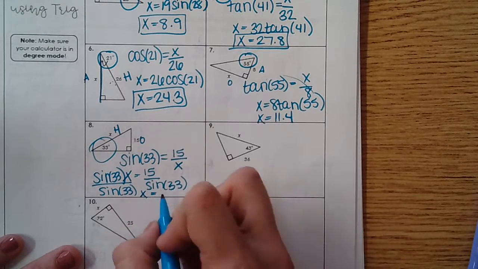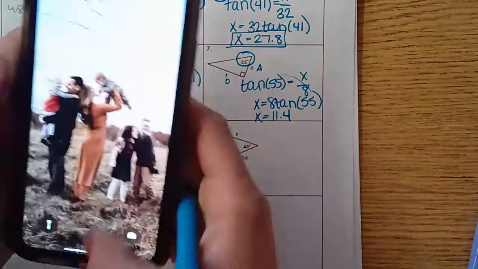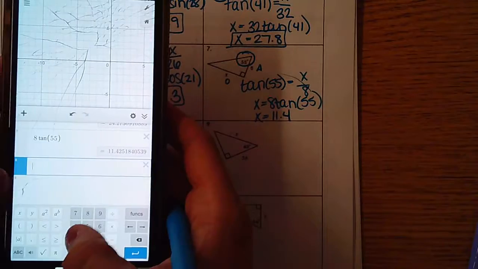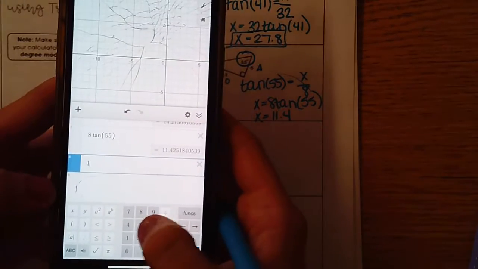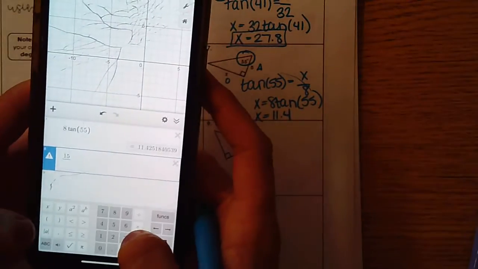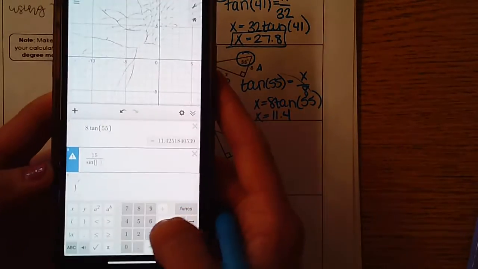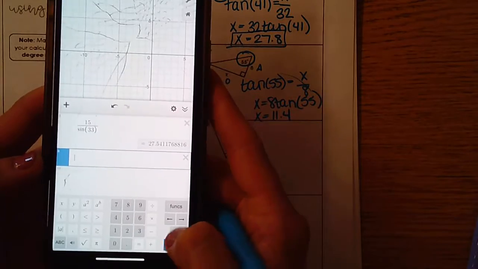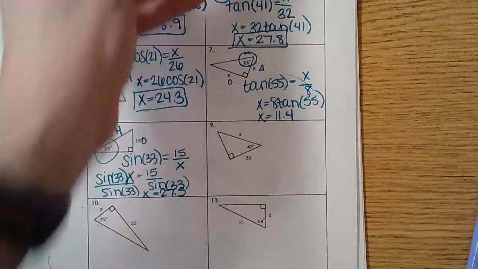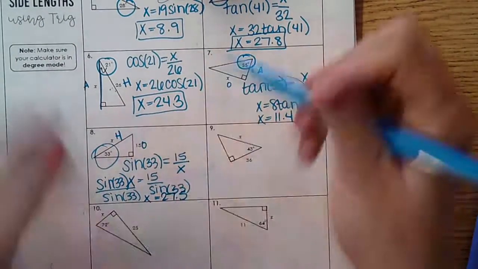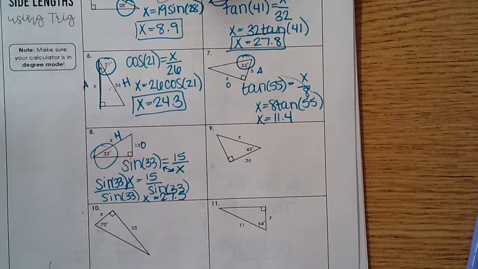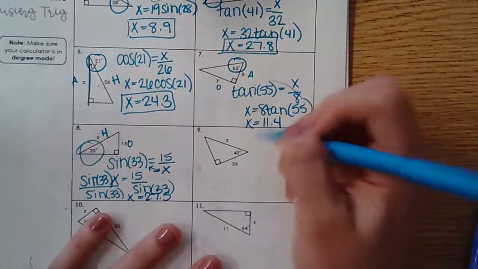X is equal to, okay, so now we plug it in. 15, oops, I typed in 16. 15 divided by sine of 33, function sine 33 equals 27.5. Now I'm going to give you a little hint. When x is on the bottom, all that's happening is these two are changing spots. All right, so let's try this one again with that.